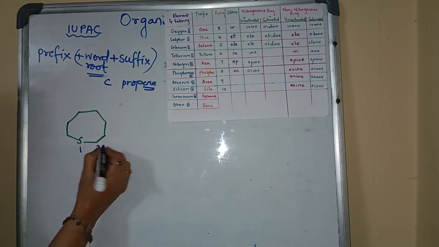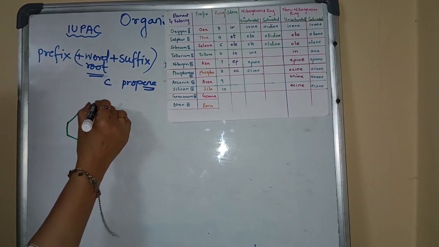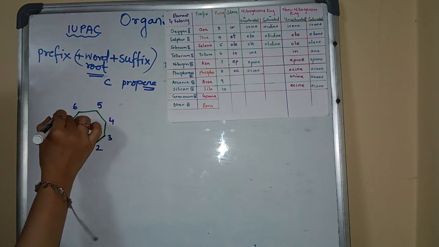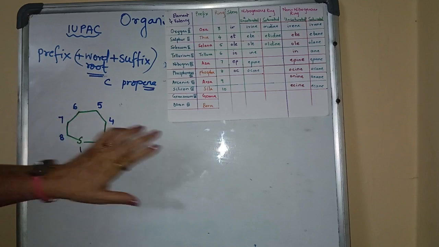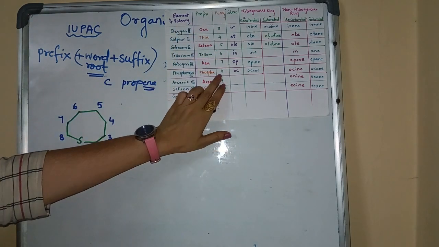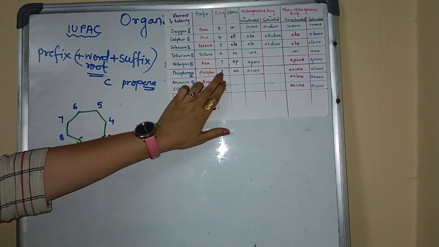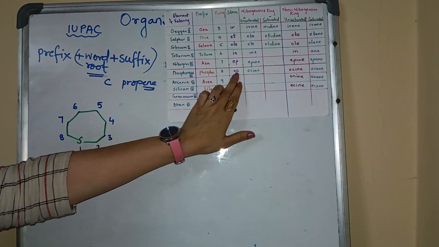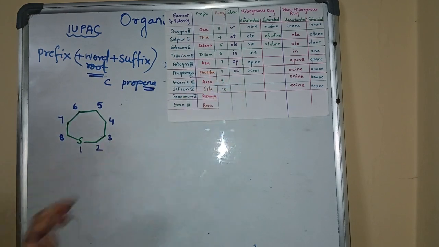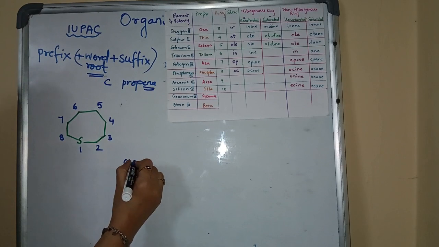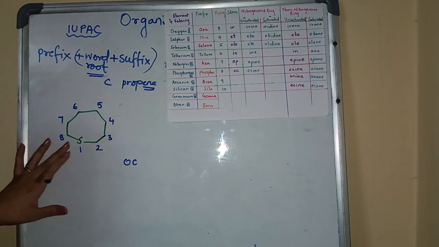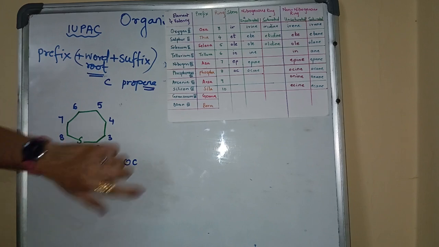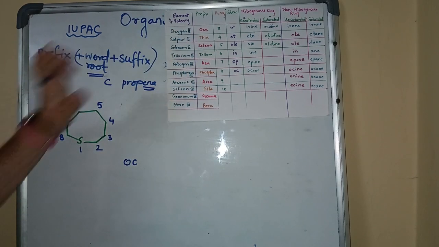1, 2, 3, 4, 5, 6, 7, 8. This is an 8-membered ring. Check the ring. What is the prefix? What is the stem here? It is OC. So we got the stem as OC. It contains sulfur as the heteroatom. Check out, for sulfur we use thia.